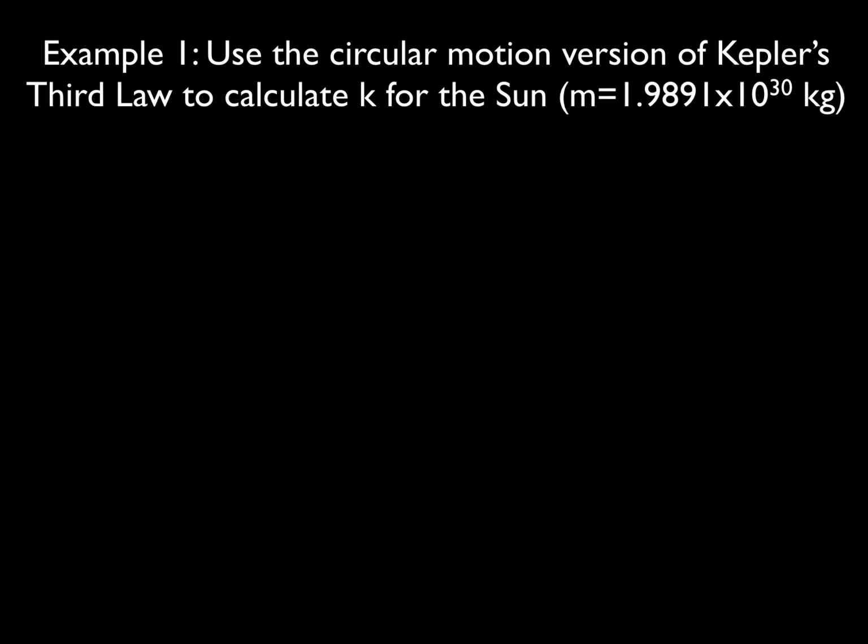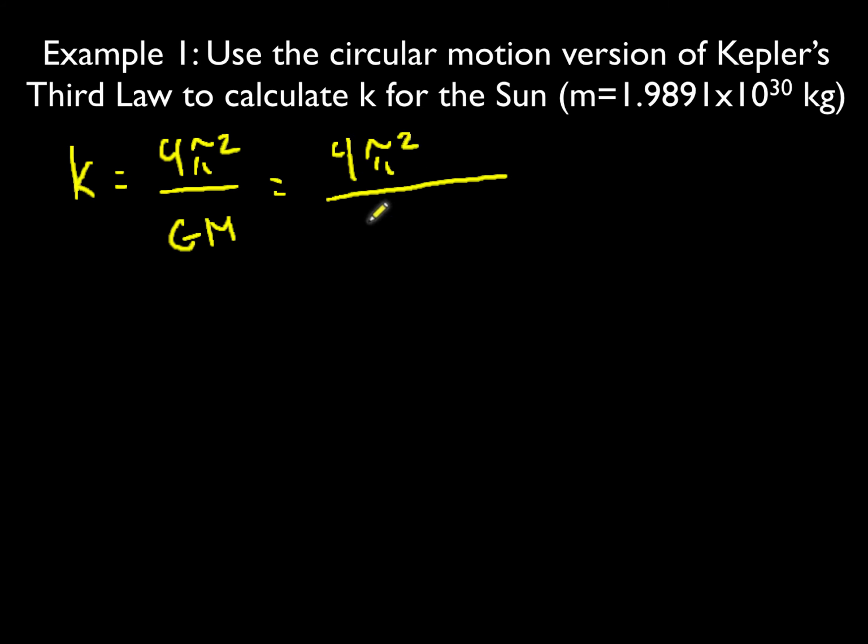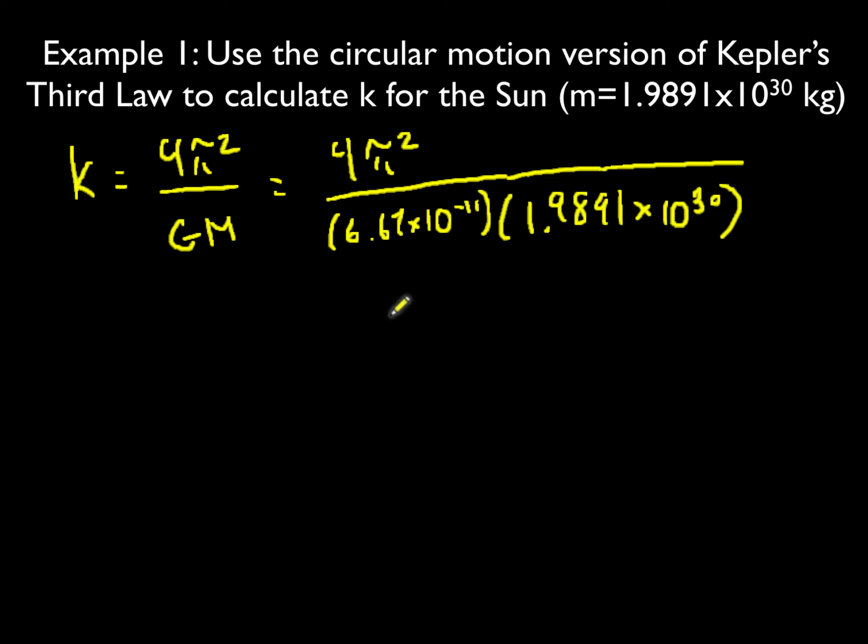In this first example, we're going to use this formula we just derived to calculate the Kepler's constant for the Sun. K equals 4 pi squared over GM. For the Sun, this is 4 pi squared over 6.67 times 10 to the minus 11, which is the value for G, times 1.9891 times 10 to the 30, which is the mass of the Sun. K equals 2.97 times 10 to the minus 19 seconds squared per meters cubed. This is the value for Kepler's constant for the Sun.